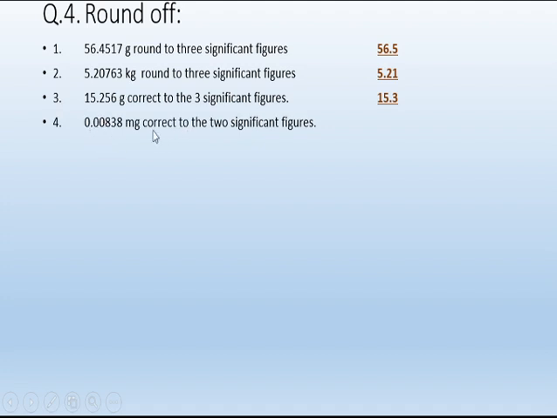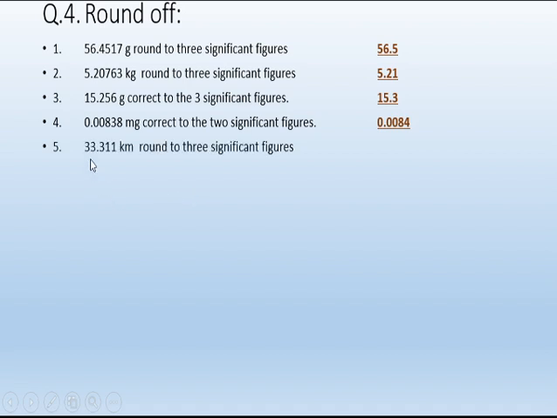Now it says correct to 2 significant figures. We start from the left. The first non-zero numbers are 8 and 3. These are the 2 significant figures, and the next number, which is 8, will be removed. But this is 5 or more, so we add plus 1 to 3. So this will become 4, and it gives us our answer as 0.0084, correct to 2 significant figures.